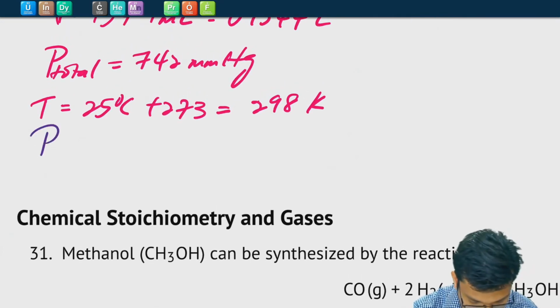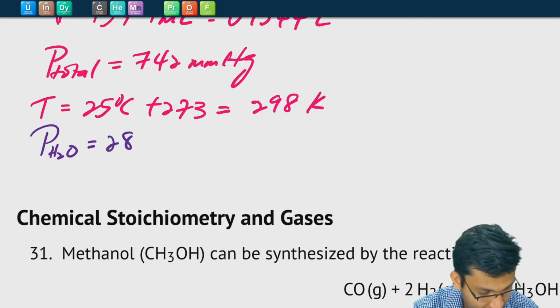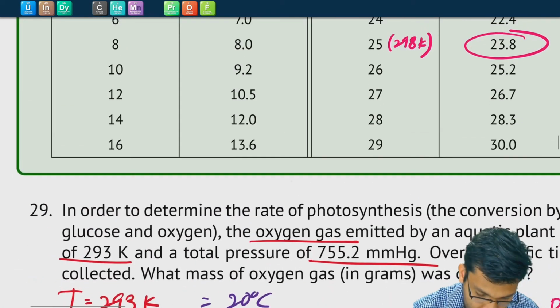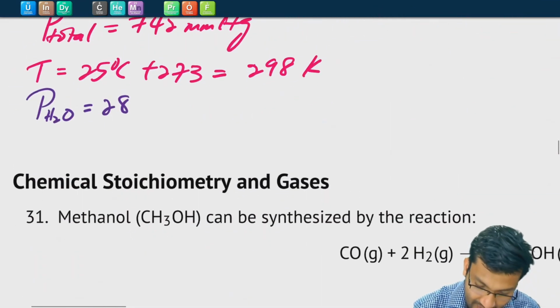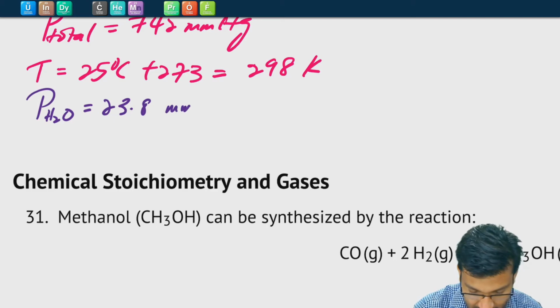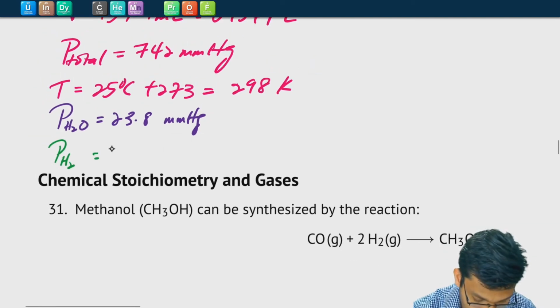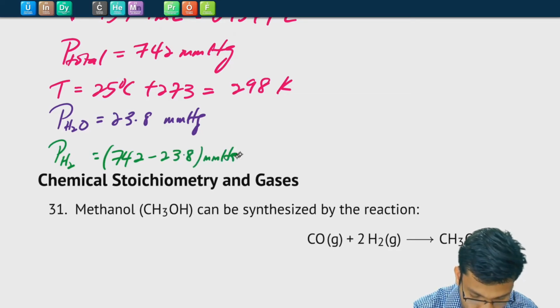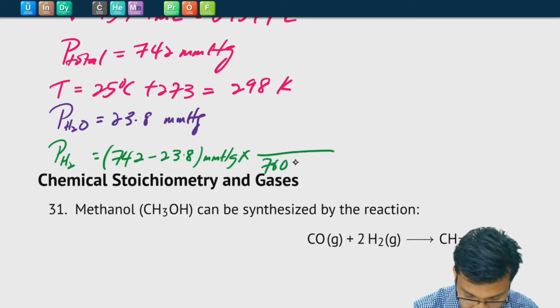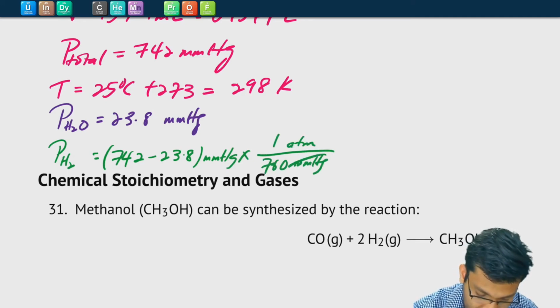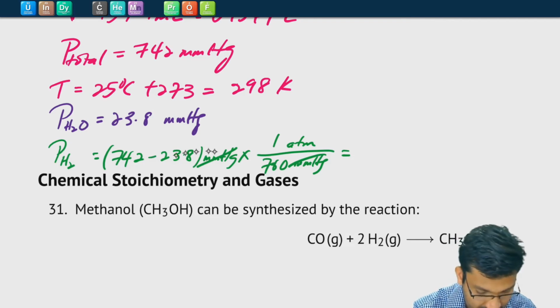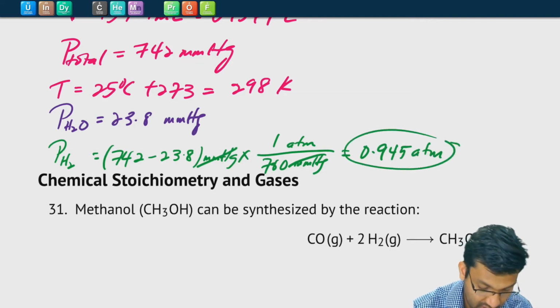So the partial pressure of water at that temperature is 23.8 millimeters of mercury, which means that we can find the partial pressure of the gas that we are interested in, H2. It will be the total pressure, 742, minus 23.8 millimeters of mercury. But I want to convert that to atmospheres, so let's do that at the same time. I get 742 minus 23.8 divided by 760, I get 0.945 atmospheres. Okay, so that's a partial pressure.